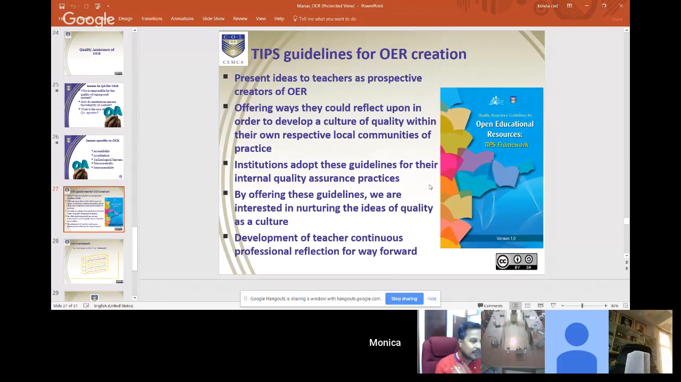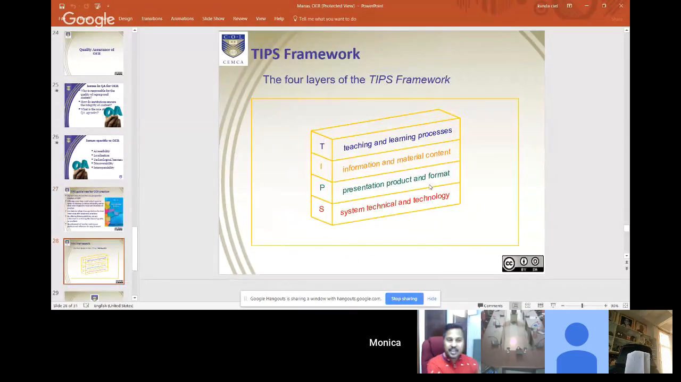Next, I just wanted to reflect a few things about this TIPS framework. If I go to the next slide, you see this TIPS framework, it's just an abbreviation. T stands for teaching and learning process. I stands for information and material content. P stands for presentation, product, and format. S stands for system, technical, and technology. It covers all the aspects.